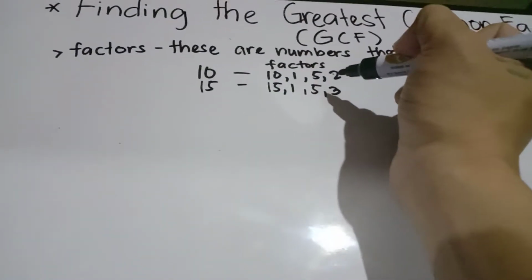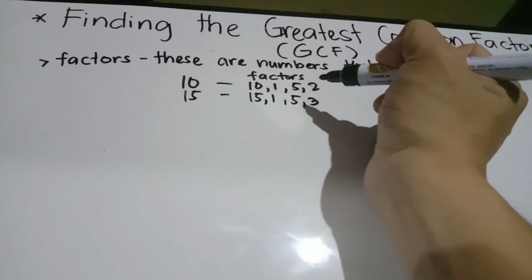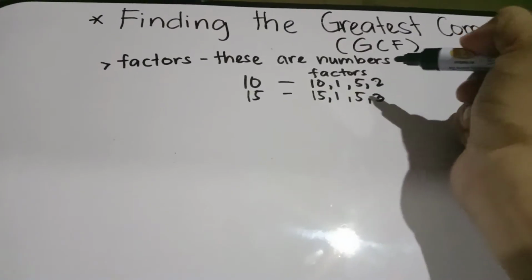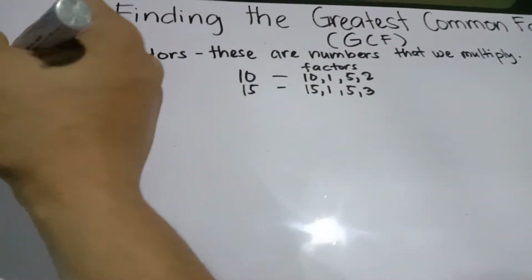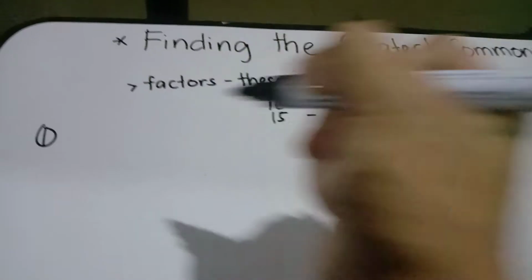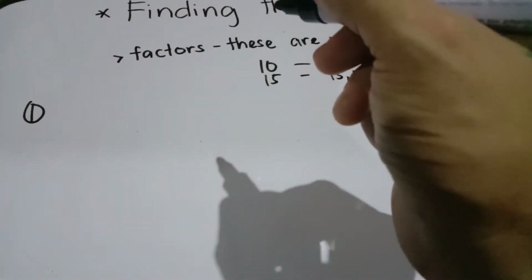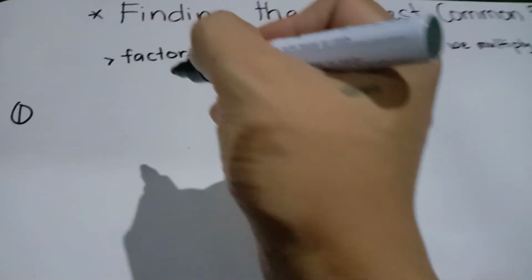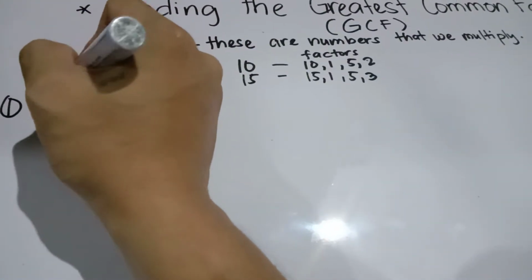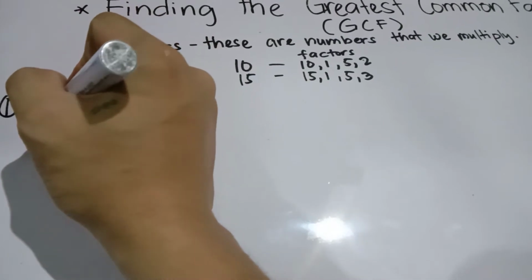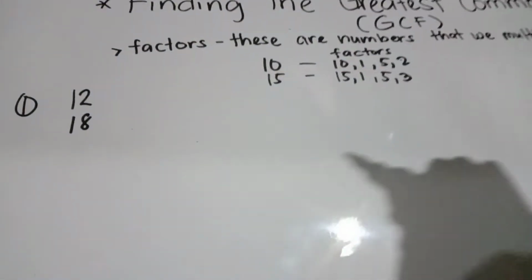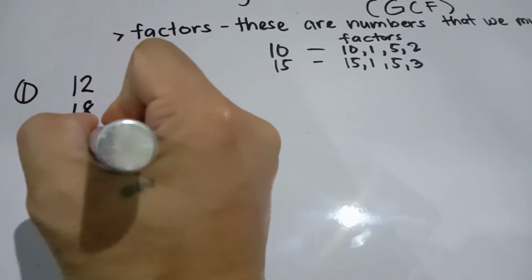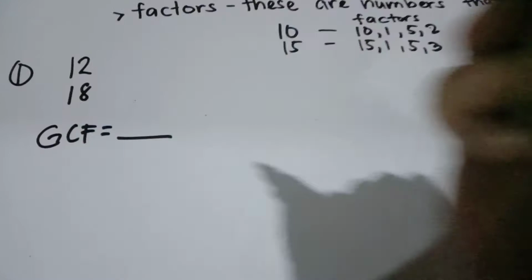Okay, so how to find the greatest common factor? Let's try the first example. Number 1. Supposing we are going to find the GCF of 12 and 18. We are going to look for the GCF of 12 and 18.